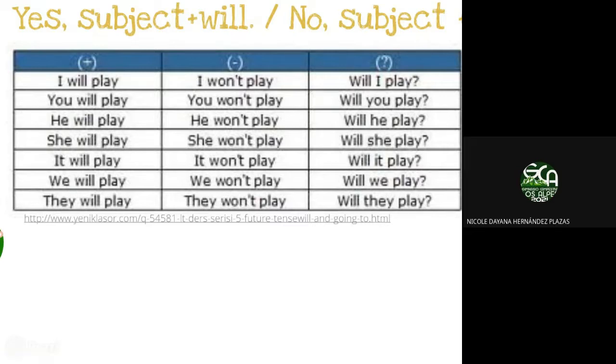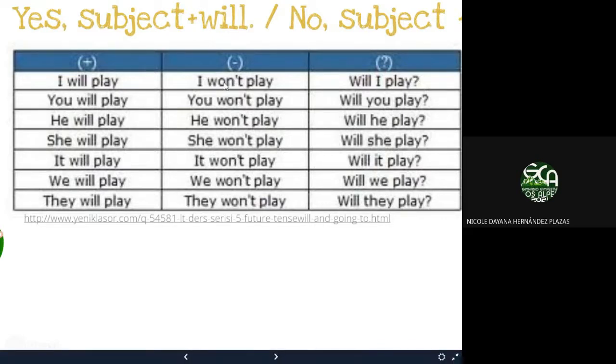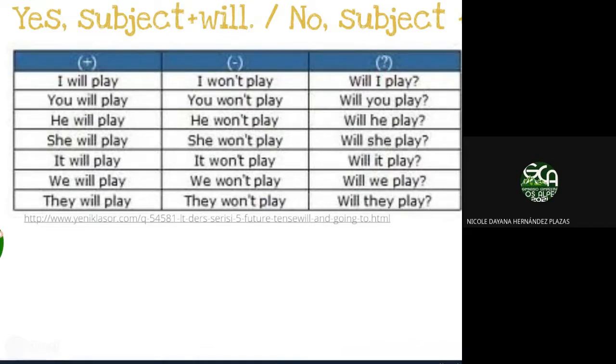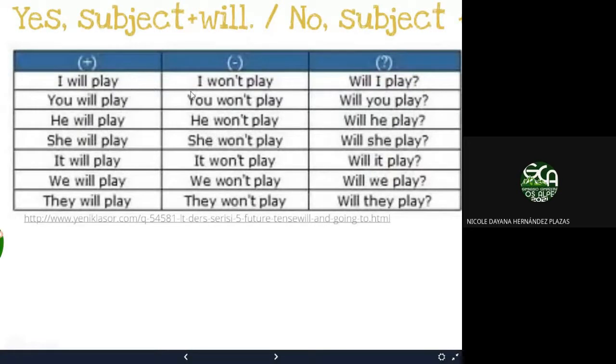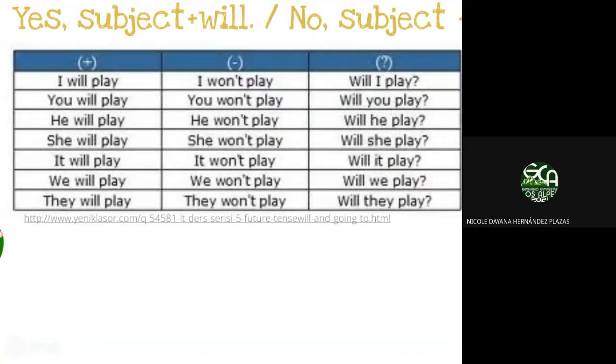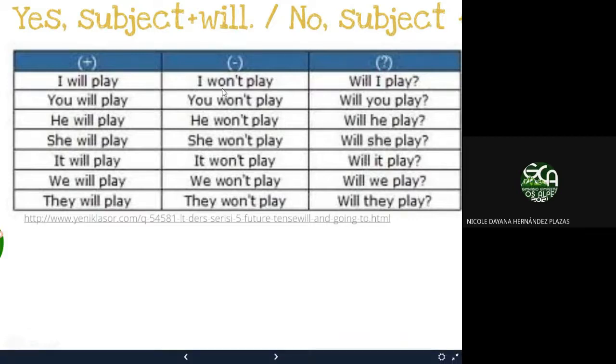In negative, subject, and the word is going to change. El único momento, chicos, en el que les va a cambiar will es para el negativo. ¿Por qué? La palabra es won't. No me vayan a poner will not. La palabra es won't. ¿Listo? I will play. I won't play. So subject, won't, and play.